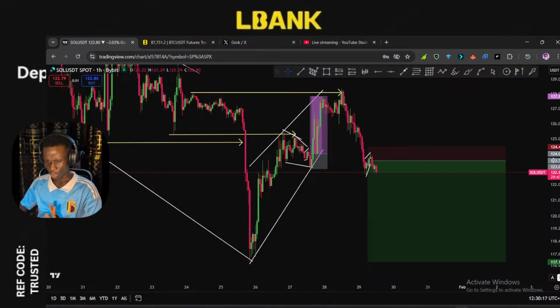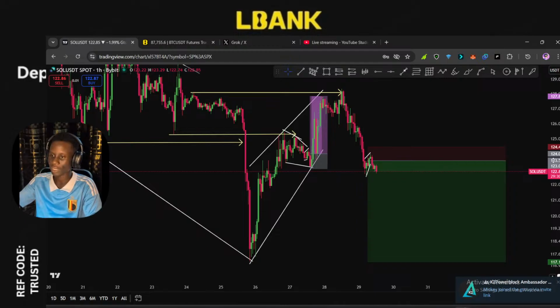All you just have to do is to wait for your continuation that is going to give you a confirmation that the trend is still continuing to the upside. The trend is not reversing anytime. Do you understand that now?